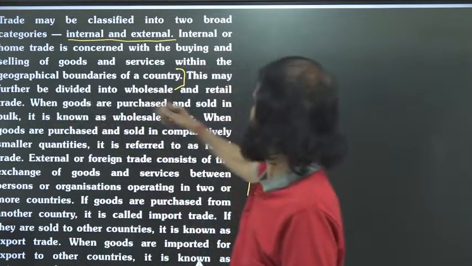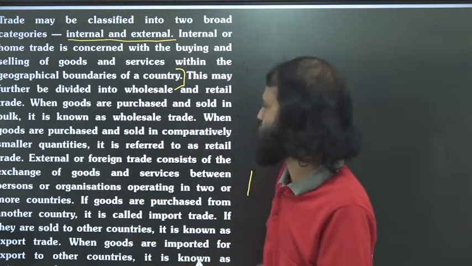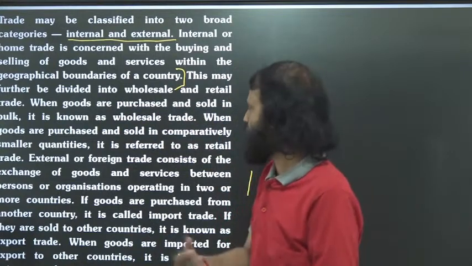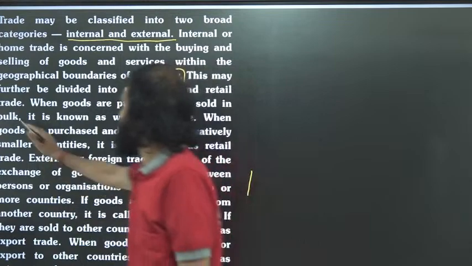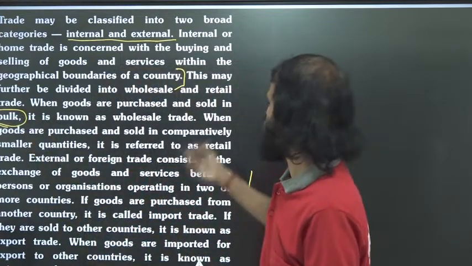When goods are purchased and sold in bulk, it is known as wholesale trade. What are these wholesalers actually doing? They buy products in bulk. Bulk means big quantity, a huge quantity they buy. It is known as wholesale trade.